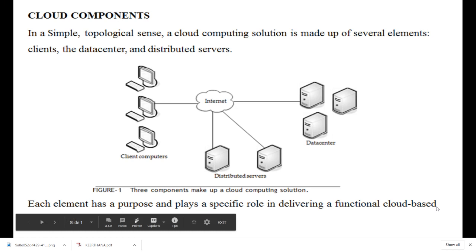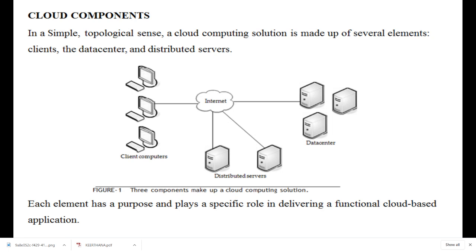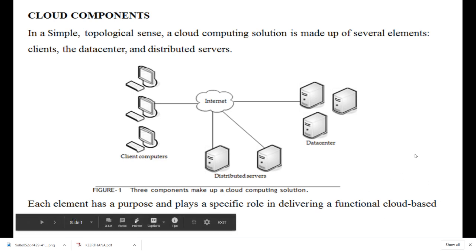The next topic we are going to see is about cloud components. There are three components: one is client, data center, and then distributed servers. The three components make up a cloud computing solution. Each element has a specific role in delivering a cloud-based application. So let's see one by one.